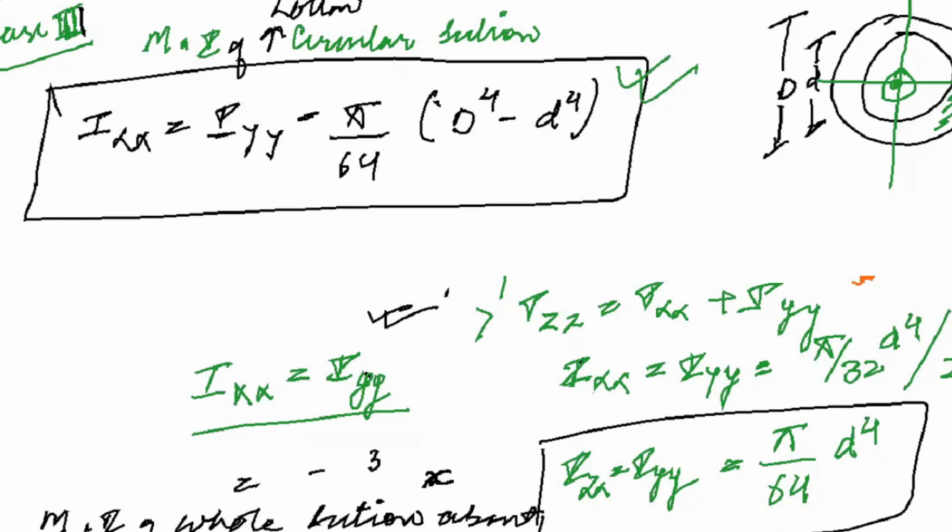Then we have a few more examples which may be symmetrical or unsymmetrical also. We have to see what the moment of inertia of a rectangular and a triangular section will be, which I will probably do in the next class. So this is enough for today.